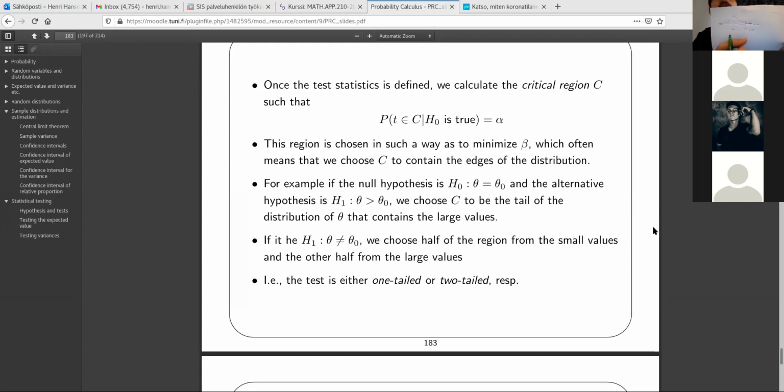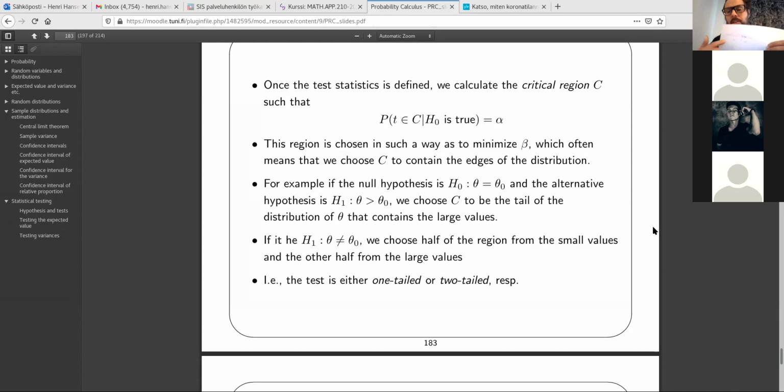So if 920 people get cured, it lands here, so we reject the null hypothesis. The drug makes a difference. On the other hand, if we have 790 people who are cured, we conclude that it could be just randomness contributing here, and we accept the null hypothesis that the drug doesn't do anything.